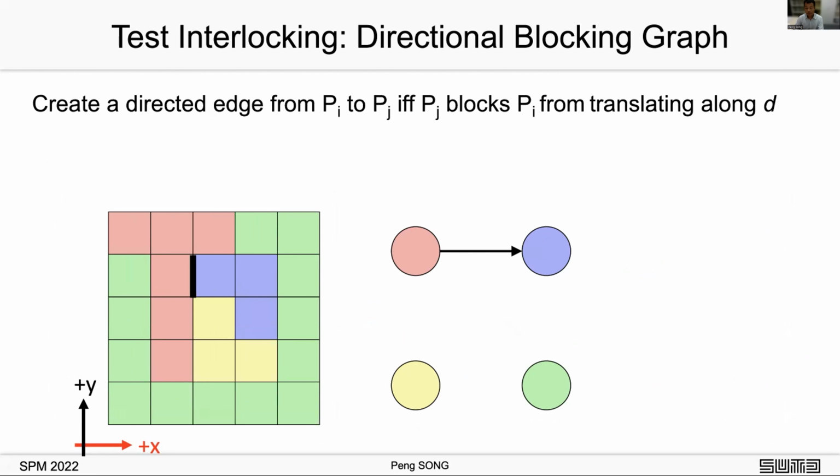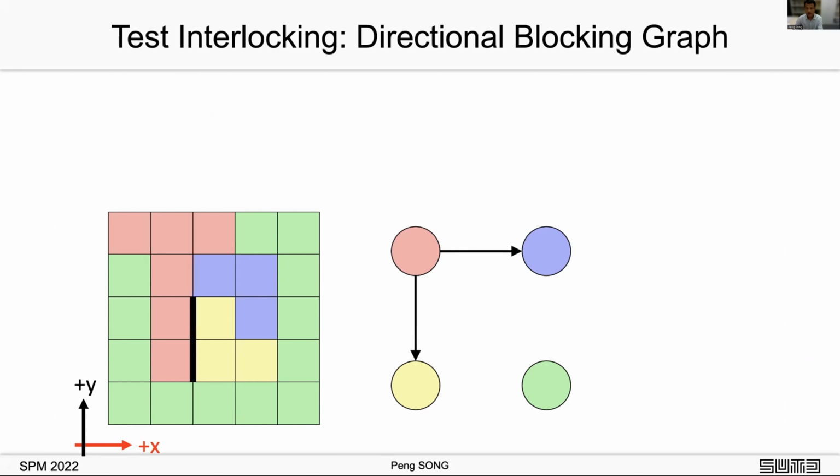The red part is blocked by the blue part from moving along positive x. See the contact highlighted in black on the left. Hence, we draw a directed edge from the red to the blue part to represent this blocking relation. Similarly, we draw a directed edge from the red to the orange part to represent the blocking relation between them. For every blocking relation along the positive x in the geometry, we draw a corresponding directed edge in the graph.